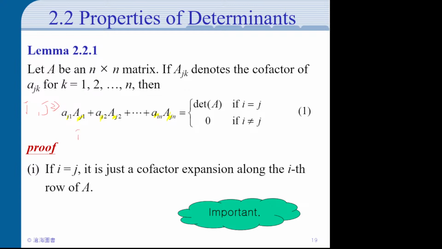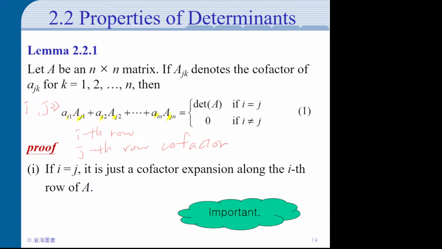So this is like the ith row with the jth row cofactor. So it's like the ith row inner product with the jth row cofactor. So I have different i and j here. And this lemma says that if i equals j, then obviously this is expanding A on the ith row, so this is just the determinant of A. But if i not equal to j, then this is actually 0.